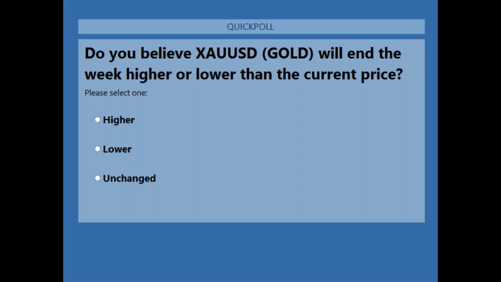Do you think, based on the current price, the price of gold is going to end the week higher or lower? Now, if somebody's wondering what the current price is, the current price of gold is 2,302. So do you believe it's going to be higher or lower? I will only allow another 30 more seconds. Higher or lower, ladies and gentlemen?